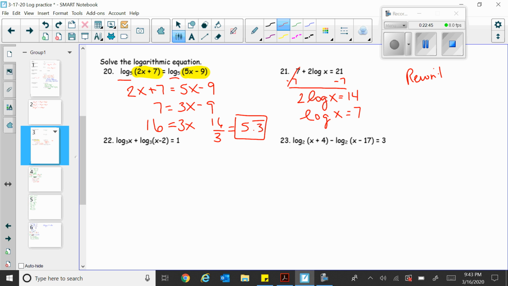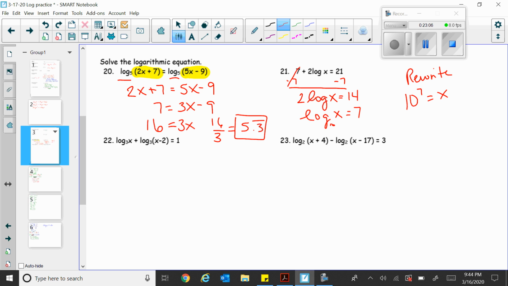So you're going to rewrite it in exponential form. So if I've got log of x equals 7, remember the base is 10 if it's not shown. So this is going to be 10 to the 7th power equals x. That is how we rewrite that logarithm into something exponential.